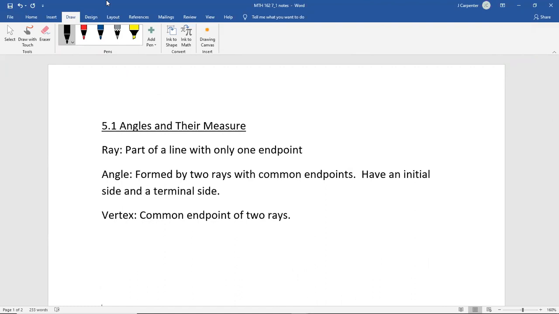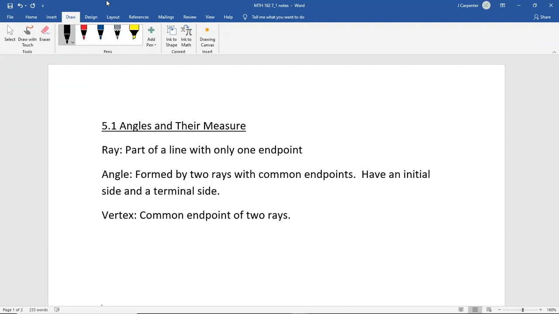So 5.1, Angles and their measure. The text actually changed the title to Angles and Radian Measure, but that's fine. One thing I want to point out, if you ever see an incorrect section number, that is from us changing texts and editions numerous times over the past 6 years. I might accidentally refer to this as 7.1 or 6.1 because this chapter has been chapter 6 and chapter 7 in various textbooks before.